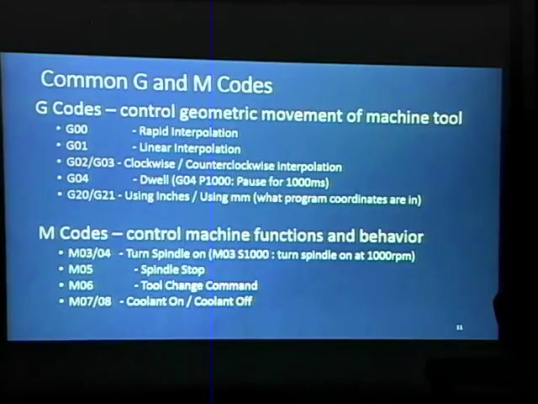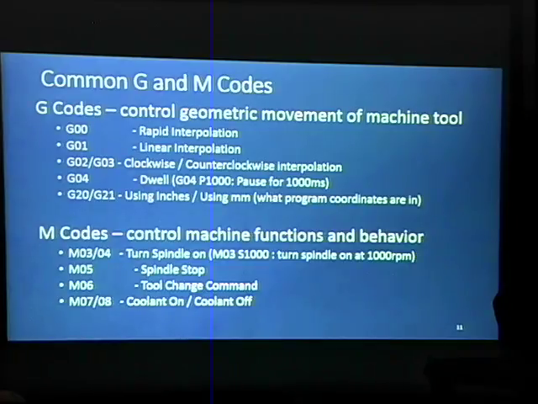M-codes. If G-codes are a lot like analog, and forgive my metaphors, M-codes are a lot like digital. You're going to see M-codes like M03 and M04, which will turn the spindle on or off. I'm going to back up a little bit from that. There we go. You can also do things like change the cutting tool.